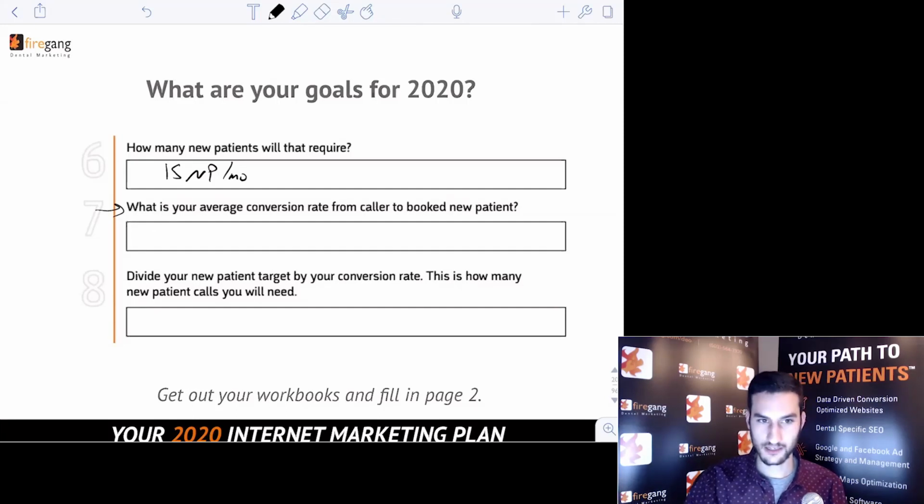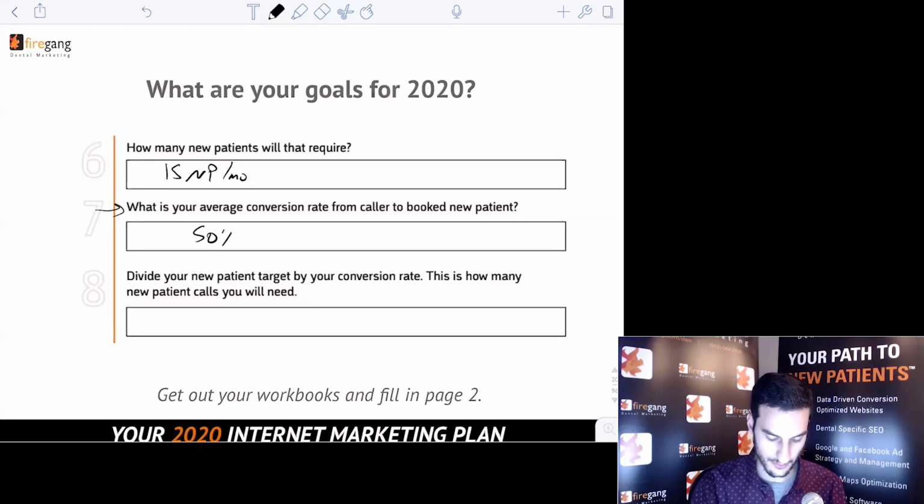Now, this again is going to vary widely across all different types of practices, depending upon how good the staff is. I've seen this as low as 25%. I've seen this as high as 80 or 90%. But just on average, what is that conversion rate? Meaning out of, if you got 10 calls to your practice, how many of those calls would turn into an actual booked new patient, right? And then we can get a percentage on that.